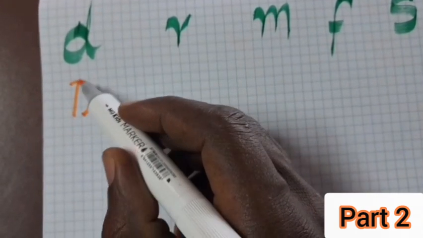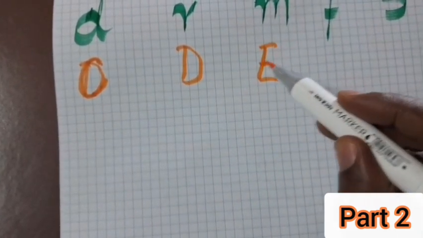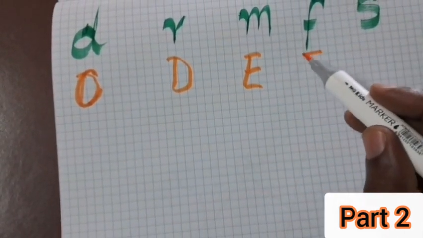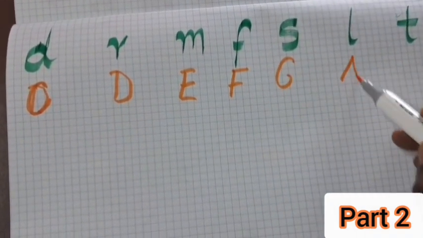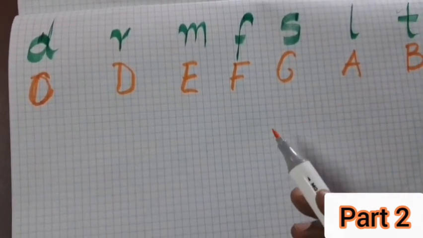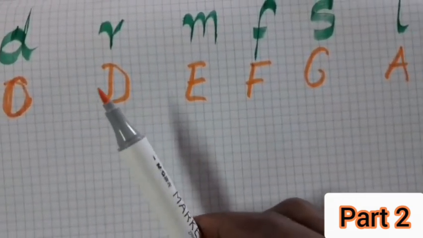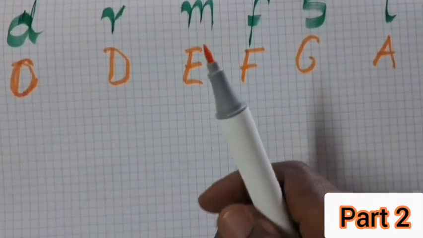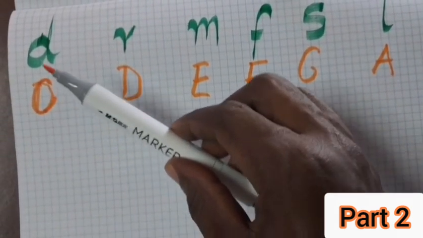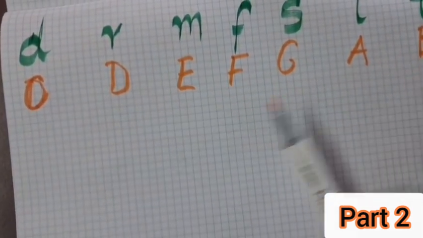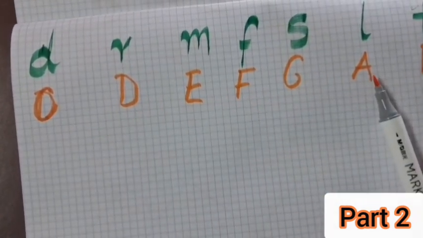This is C, D, E, F, G, A, B. Now, a diatonic chord is the sound of a chord that belongs to a key. This is a key. Now, this is C, D, E, F, G, A.